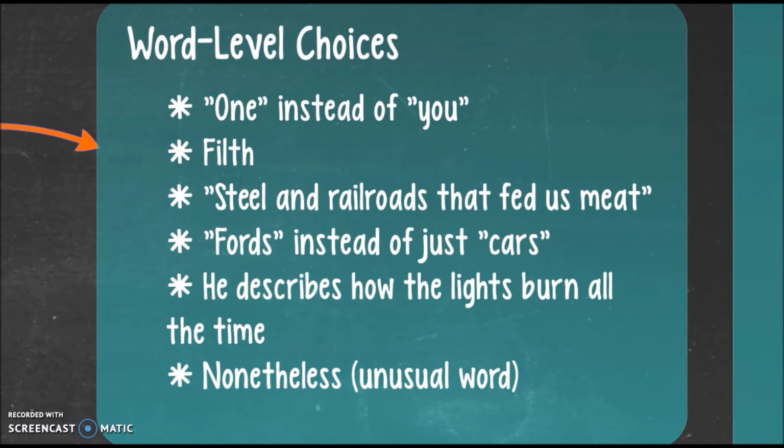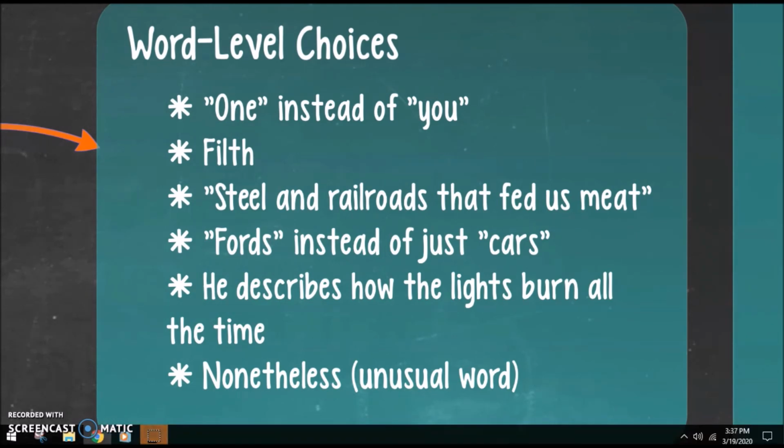Filth. Talked about things like steel and railroads that fed us meat. We know that's not to be taken literally, that the steel and railroads fed them meat, but instead they meant this figuratively. Literal versus figurative, remember, guys? So the steel and railroads that feed us meat, in other words, the work, even though it's causing this kind of pollution, it's what keeps this town of Pittsburgh going. It's what keeps food on the table. It's what keeps them gainfully employed.